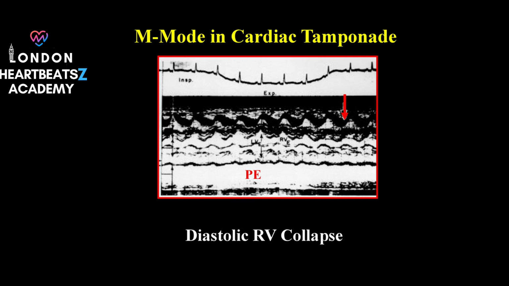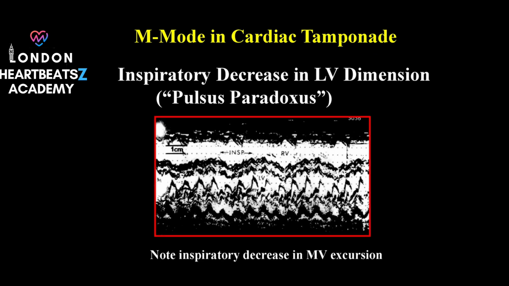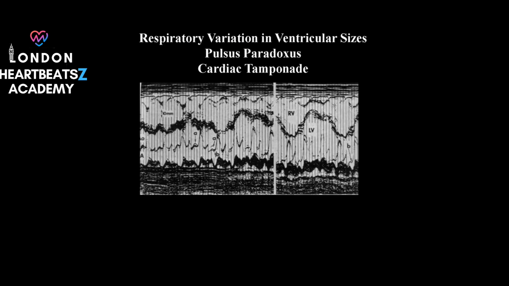Wow, that's fascinating. So M-mode's ability to show these subtle changes in ventricular size over time is crucial in diagnosing cardiac tamponade. Precisely. It allows for prompt diagnosis, which is vital in this situation, as cardiac tamponade requires immediate treatment to relieve the pressure on the heart. It's amazing how a technique that might seem old school can provide such critical information, especially in emergencies. But we've talked a lot about how M-mode is used for diagnosis.